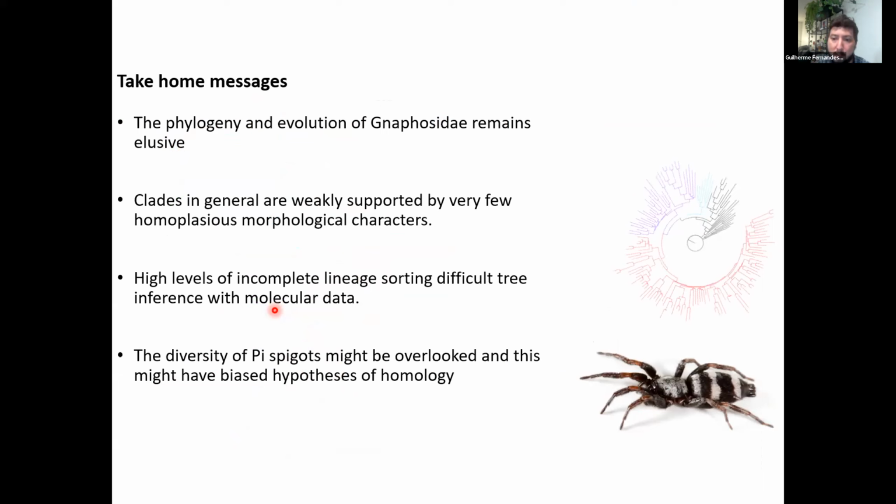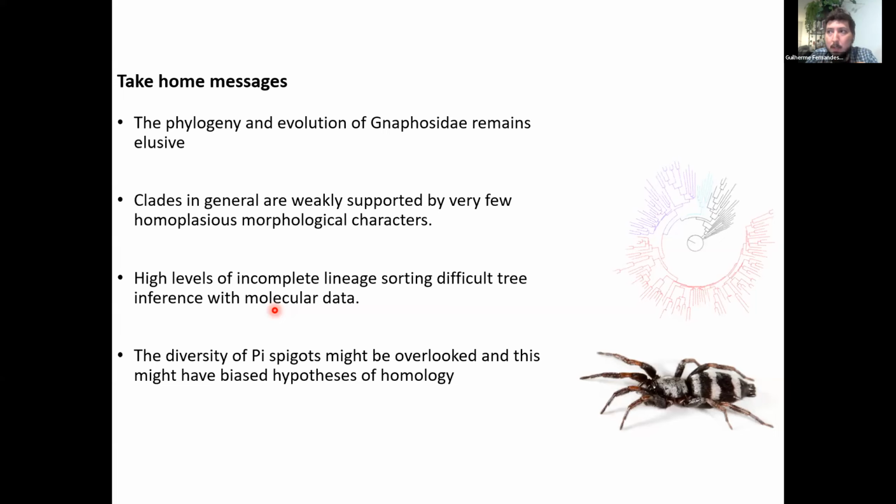This is an ongoing project. We still need more analysis on that and more data. The clades are in general weakly supported by a few morphological characters that are homoplastic. So the morphology itself is not very informative, but also the genes that we have are not very informative, due to the amount of incomplete lineage sorting in the molecular data. So we have these two kinds of data that are still not very informative about the evolution of Gnaphosids. So it's kind of hard.